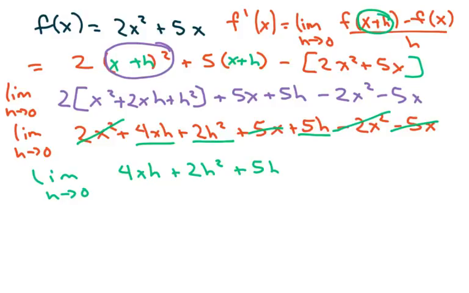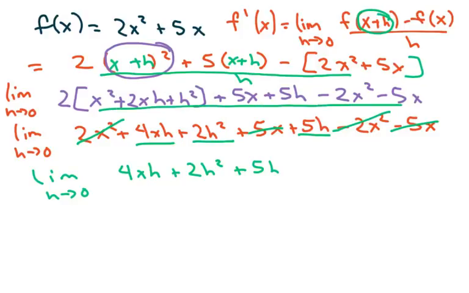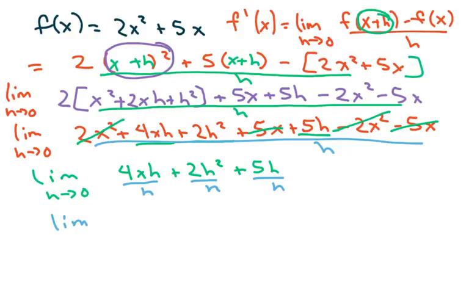And basically all of this should have been over what? H. All of this should have been over h. I forgot to put it. All right. What I'm going to do, instead of putting it all over h, is put it under each piece. So that way you don't forget to divide each piece by h. And you're left with 4x plus 2h plus 5, because these will cancel. H squared over h is just h.